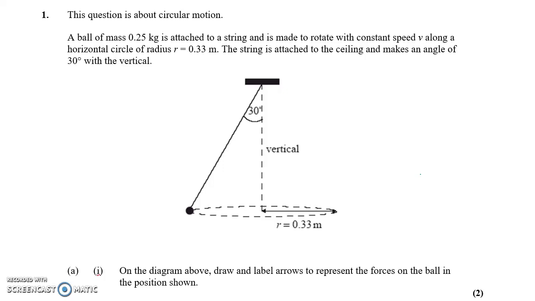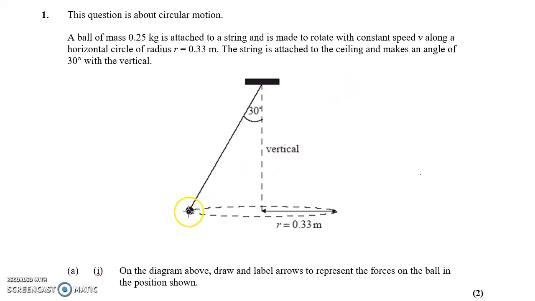Hello, we're going to talk about question 1 of the HL and SL mock exam. This question is about circular motion. It gives you the mass of the ball, the radius of the circle it's spinning around in, and the string is attached to a ceiling at a certain angle of 30 degrees. The first question is to label some arrows to represent the forces on the ball in this position.